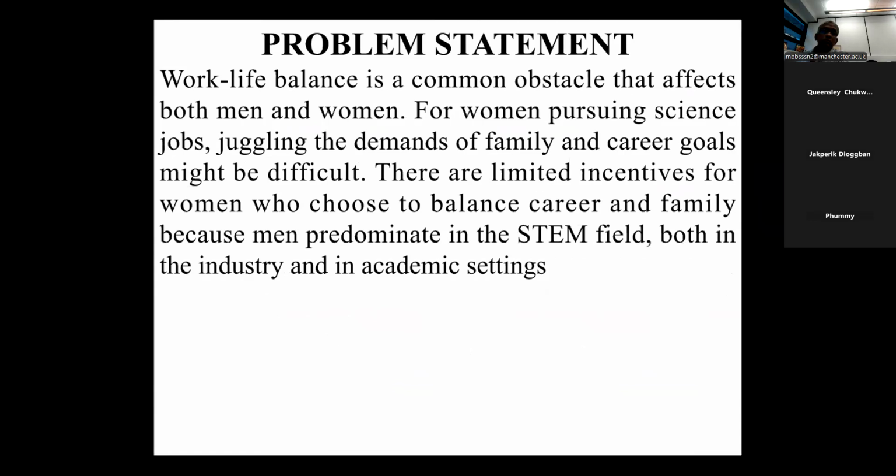Problem statement. For women in mathematics, juggling the demands of family and career goals might be difficult. Making a work-life balance remains a critical issue for professional women around the world. Our assessment in the research is to examine the experience of female mathematicians who have combined professional with personal obligations, or those who are just pursuing it.